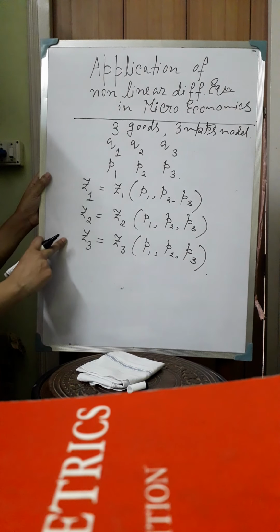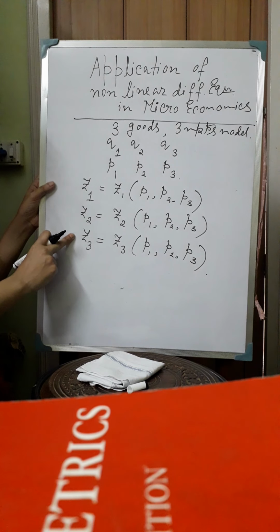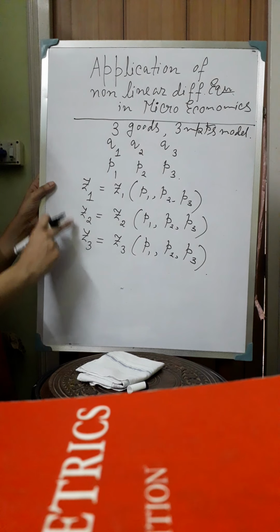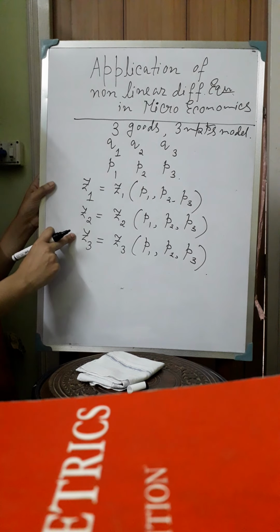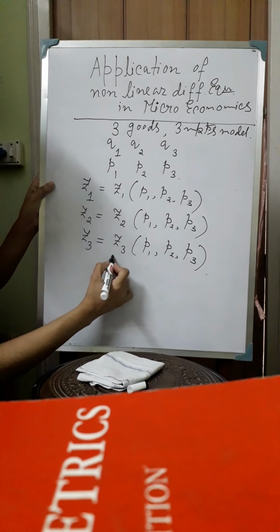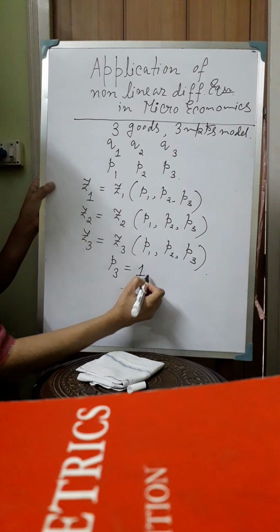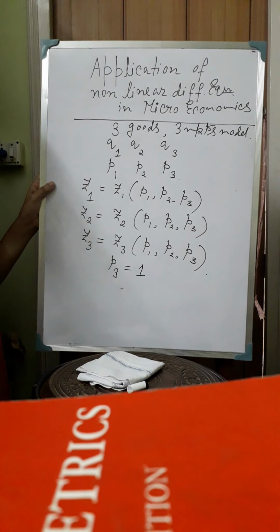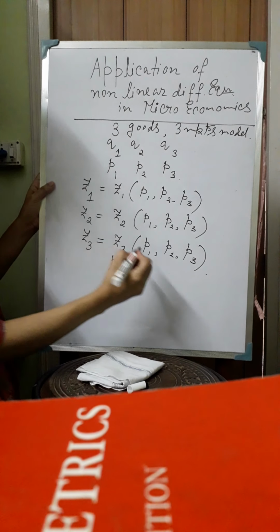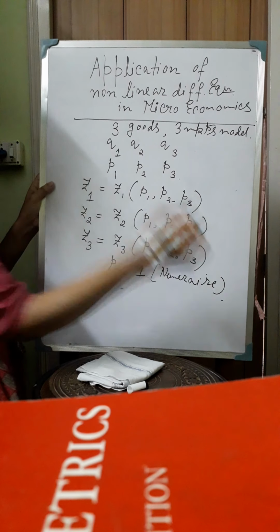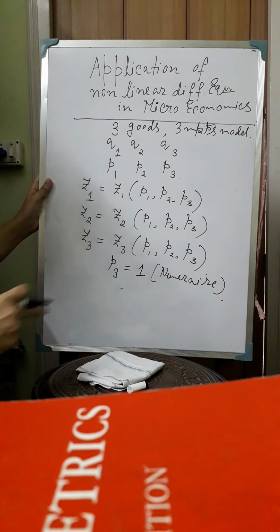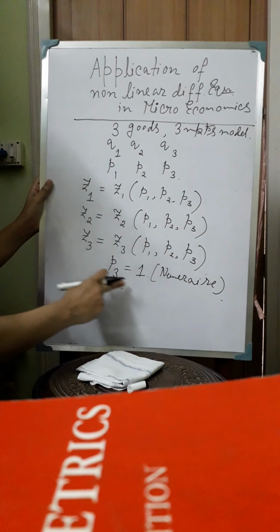Now here we shall consider that the third market is redundant, the equation for the third market is a redundant equation. So if there is equilibrium in the two markets, market 1 and market 2, then automatically equilibrium will occur in market 3. So in that case, we can consider P3 is equal to 1. So the third commodity is considered as a numerical commodity, a numerical good. Therefore P3 is equal to 1.